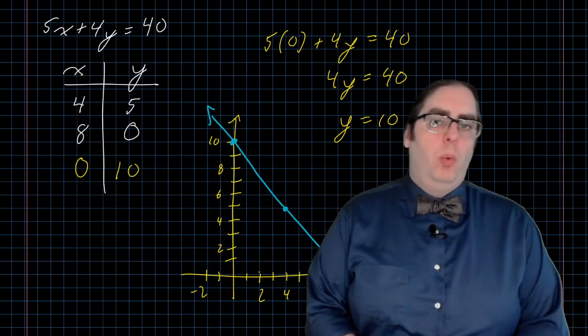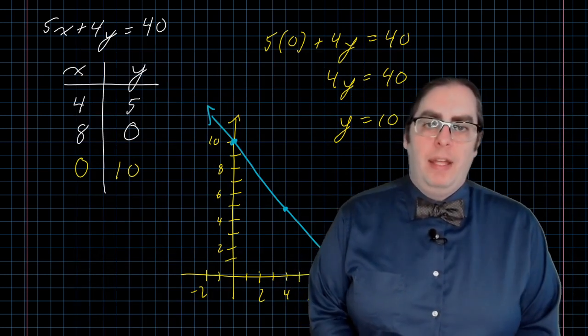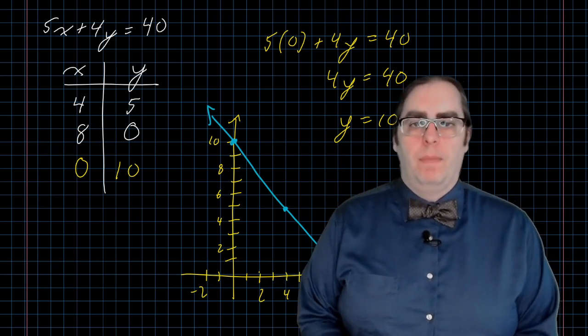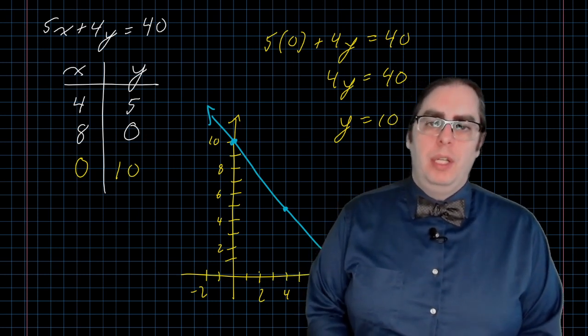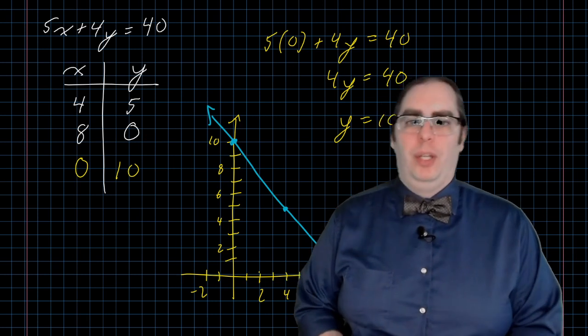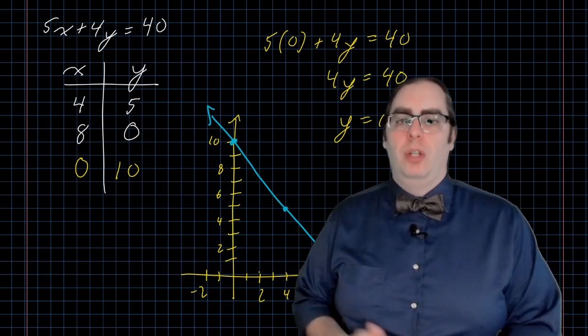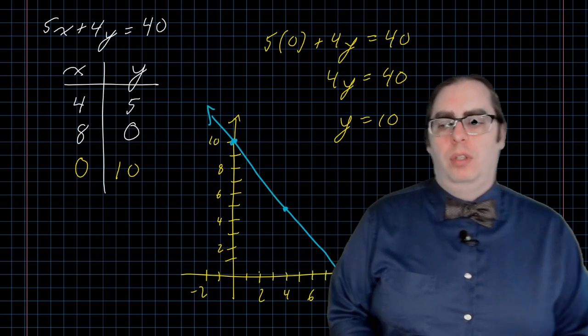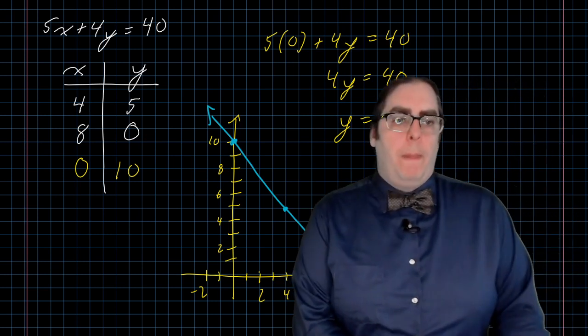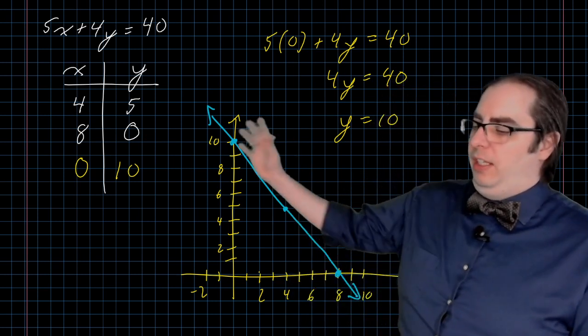Every linear equation has a graph that forms a straight line. This isn't true of every equation, but it is true of every linear equation. That's why we call it that. Linear equations produce lines. So knowing that helps us tremendously here.